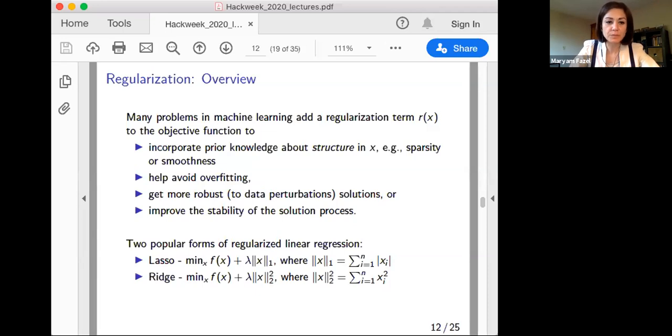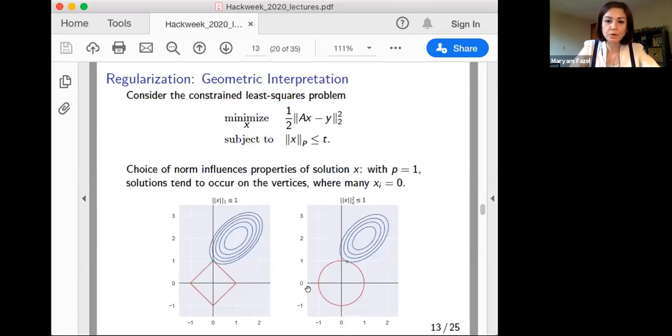Two popular examples of regularized regression are lasso regression with an L1 regularization term, where the L1 norm is nothing but the sum of the absolute values of entries, and ridge regression with an L2 norm squared regularizer, which is the sum of the squares of the entries. You'll experiment with properties of these regularizers in notebook 2. But before that, let me try and give some geometric intuition about regularized regression.